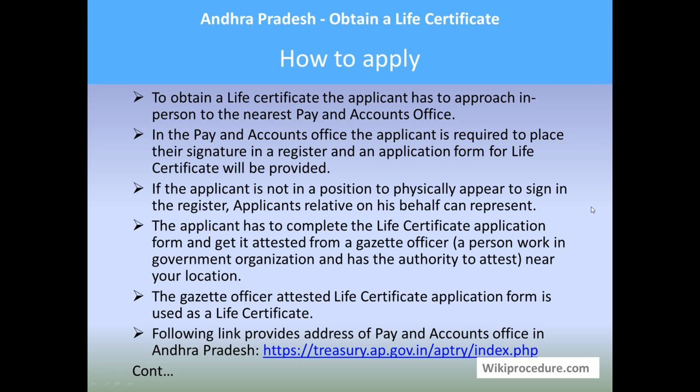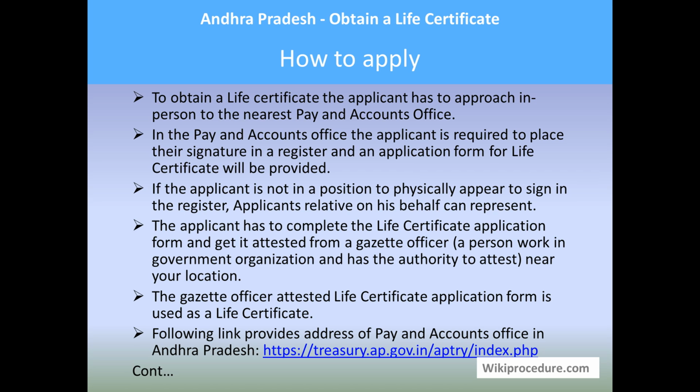Let us see how to apply. To obtain a life certificate, the applicant has to approach in person the nearest pay and accounts office. In the pay and accounts office, the applicant is required to place their signature in a register, and an application form for life certificate will be provided. If the applicant is not in a position to physically appear to sign in the register, the applicant's relative can represent on his behalf. The applicant has to complete the life certificate application form and get it attested by the Gazette officer. This Gazette officer is the person who works in a government organization and has authority to attest near your area or location. The Gazette officer attested life certificate application form is used as a life certificate after sign and signature.